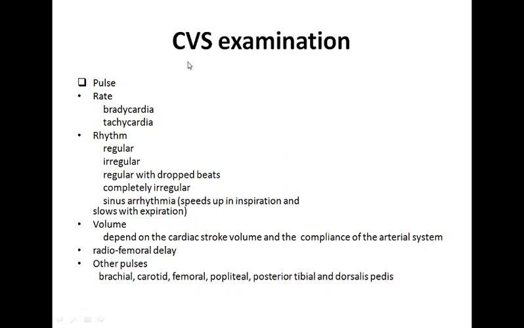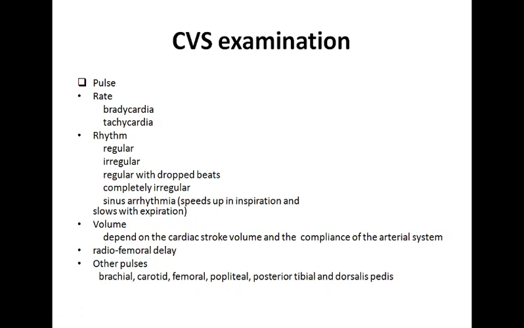After doing the general examination related to the cardiovascular system, you start the cardiovascular examination. Here you have to start with the pulse. So you have to check pulse, blood pressure, jugular venous pressure, then go to the precordium and do the relevant examination. When you check the pulse, you have to check the pulse rate, rhythm, volume, radiofemoral delay, and other pulses.